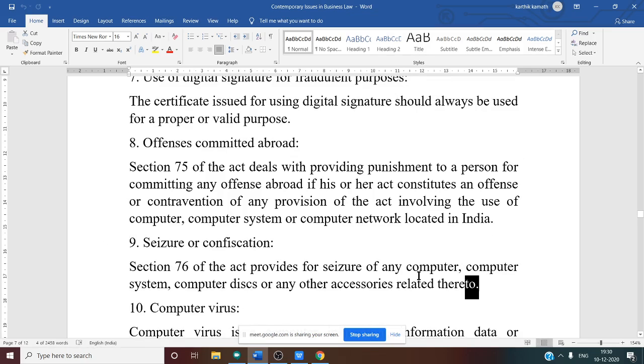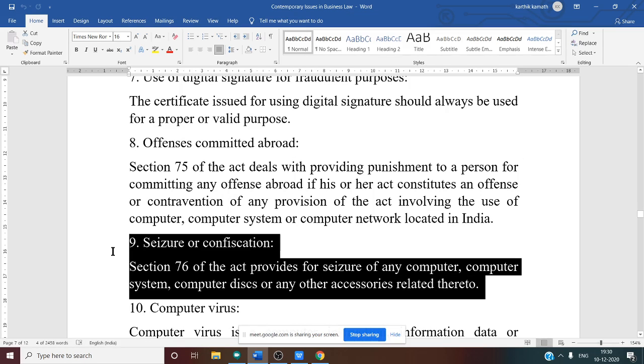Then seizure or confiscation. If you are committing any act with the use of any mode, like if you are using a laptop or mobile, there is one more section, Section 76. There the mode or channel can be confiscated. Seizure of any computer, computer system, computer disk, or any other accessory related thereto can be seized.